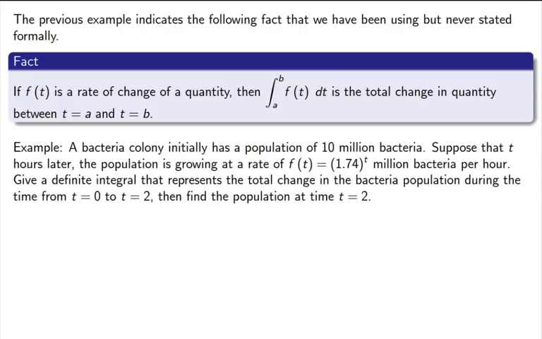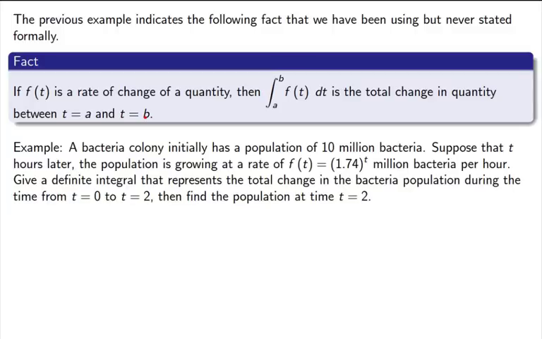So now let's formally state this fact that we're going to be using. If your function is a rate of change, then the integral, this area under the curve, actually represents the total change in that quantity, in which the function is a rate of change of the quantity. So when we say total change, we mean basically a difference between the starting value and the ending value, between t equals a and t equals b. Let's take a look at an example here.